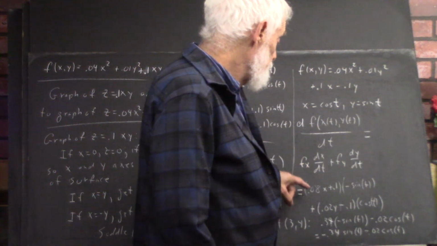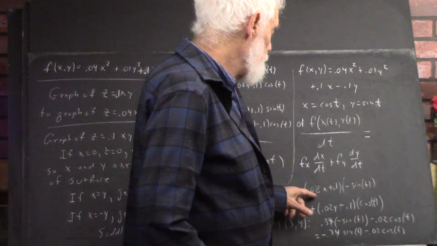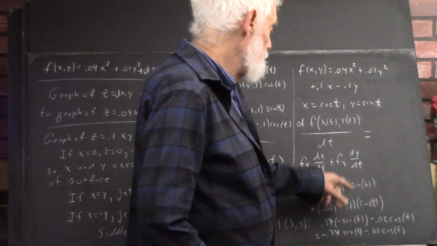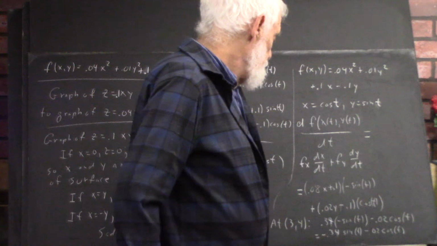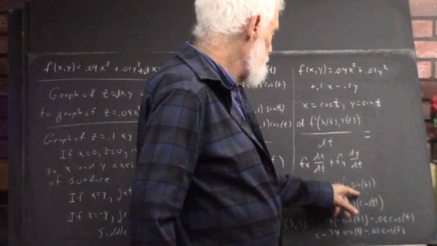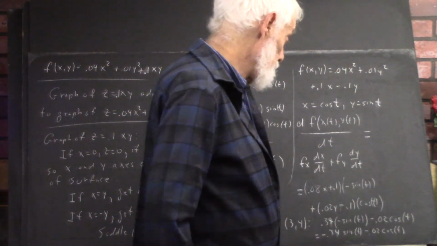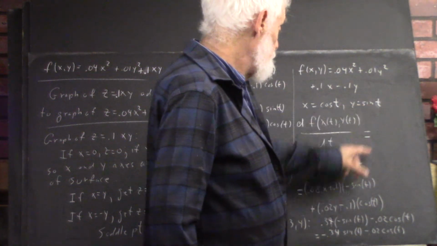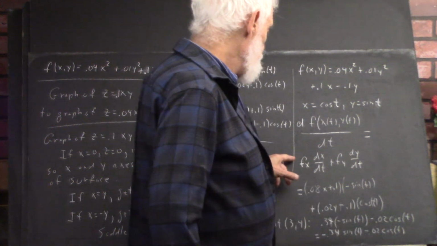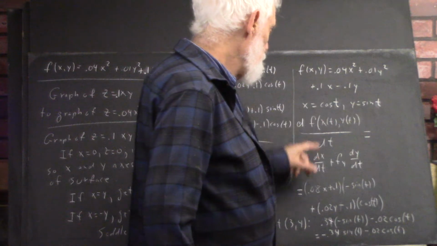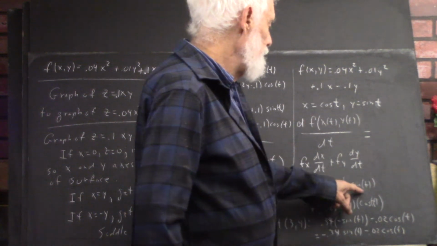This then is equal and easily calculated. Fx is equal to 0.08x plus 0.1. Fy is equal to 0.02y minus 0.1, very straightforward. And then this is going to be multiplied by dx dt. X is a cosine of t, dx dt is negative sine of t. And dy dt here is cosine of t.